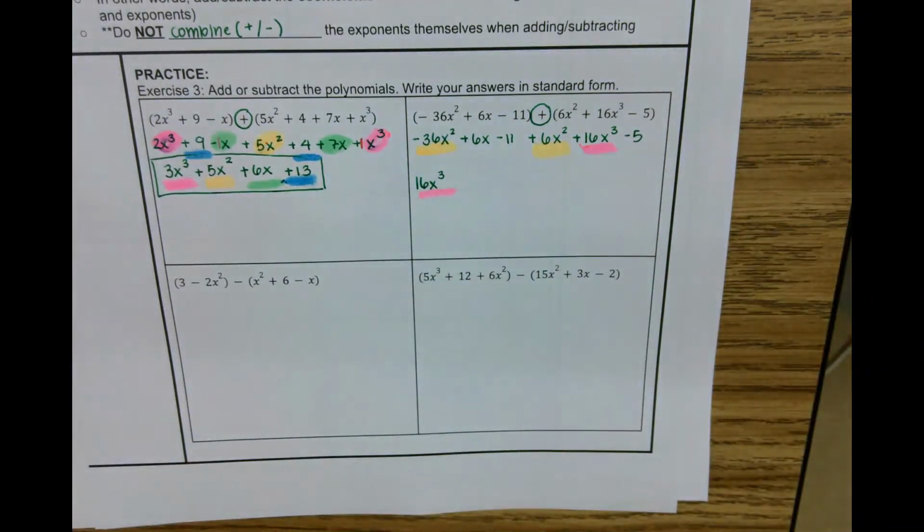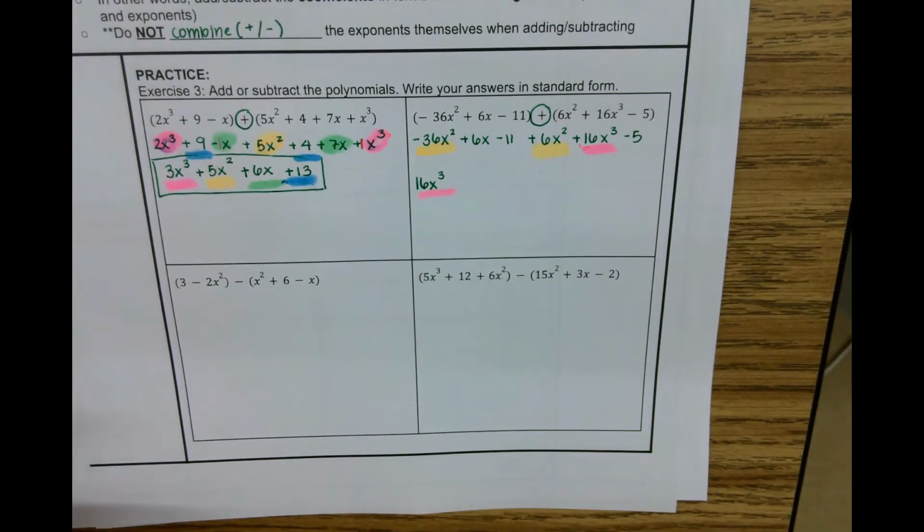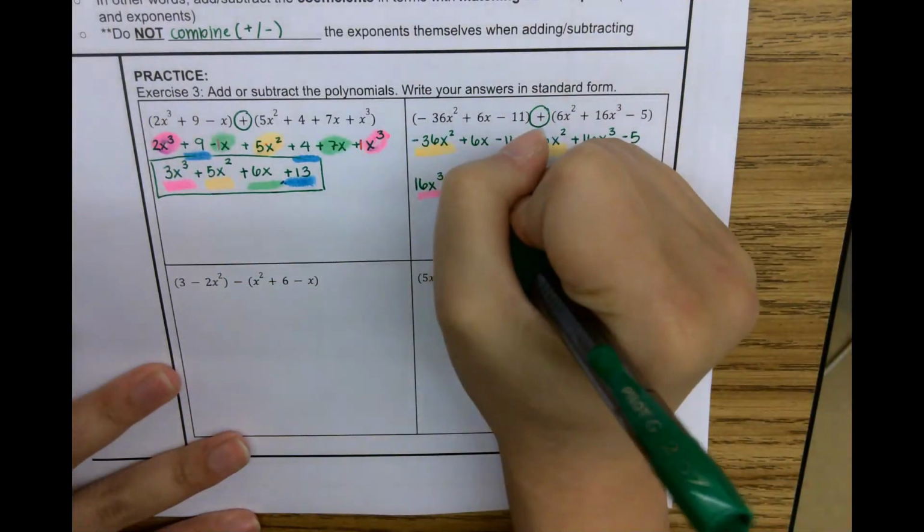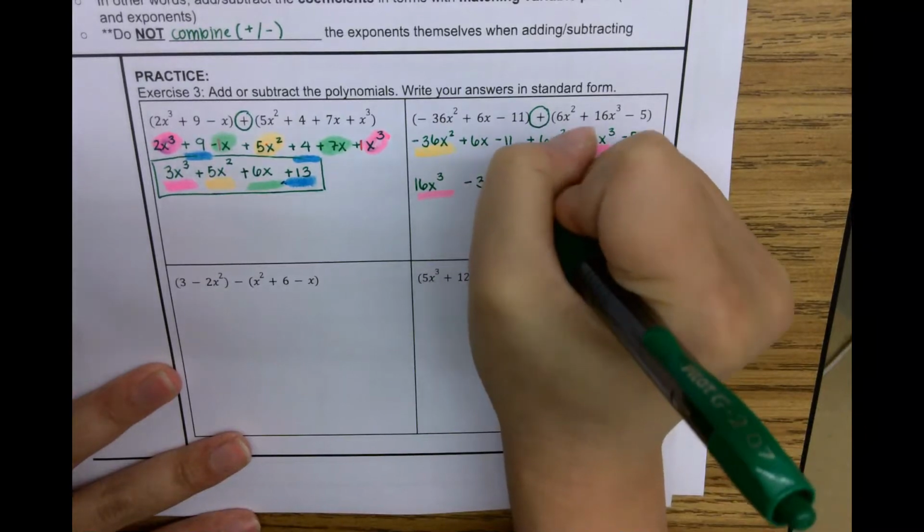So I'm going to combine the coefficients. The power stays the same. So negative 36 plus 6 is negative 30. So negative 30x squared.